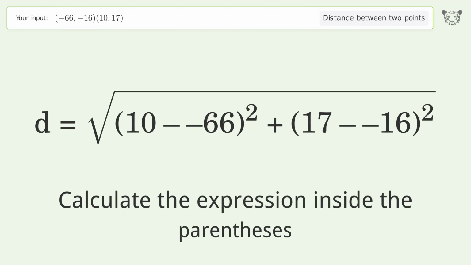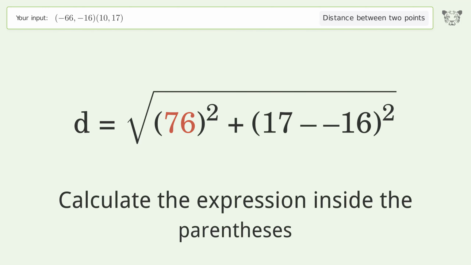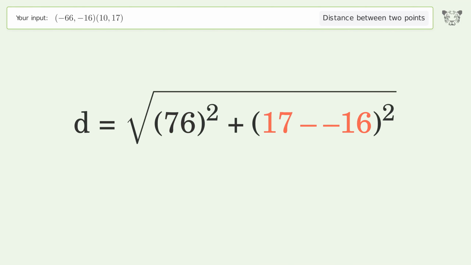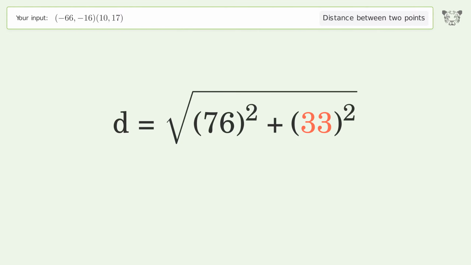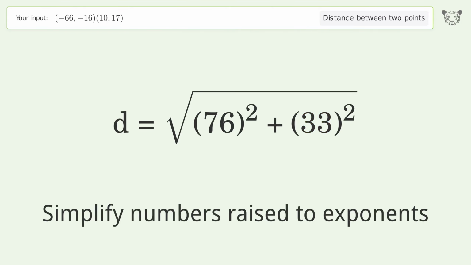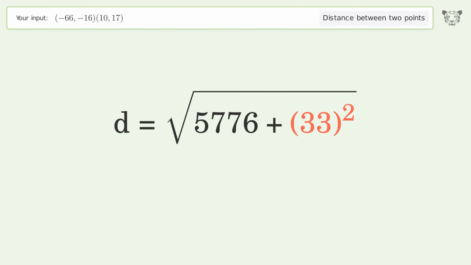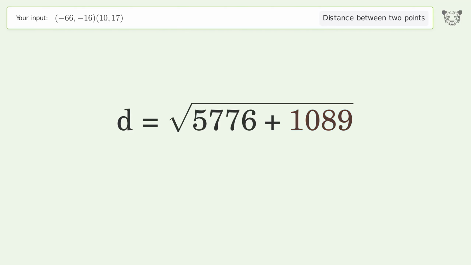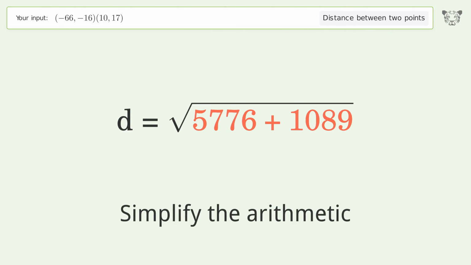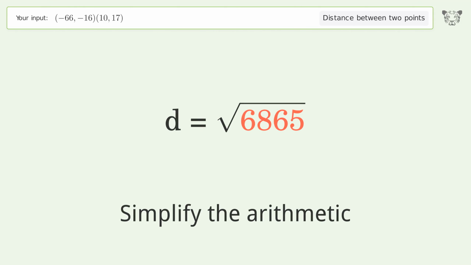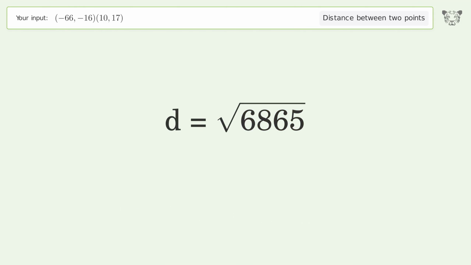Calculate the expression inside the parentheses. Simplify numbers raised to exponents. Simplify the arithmetic. And so the distance between the 2 points is the square root of 6,865 or 82.855.